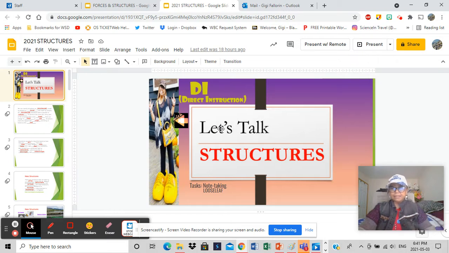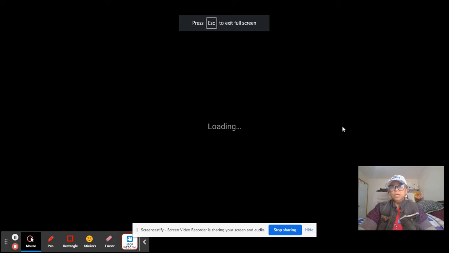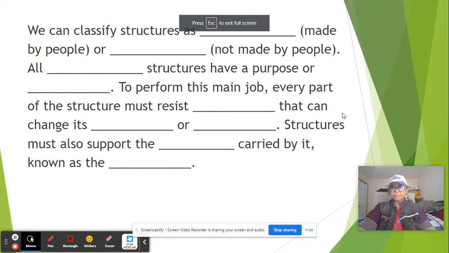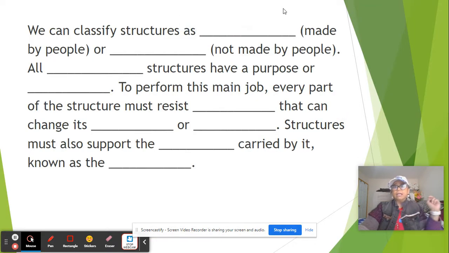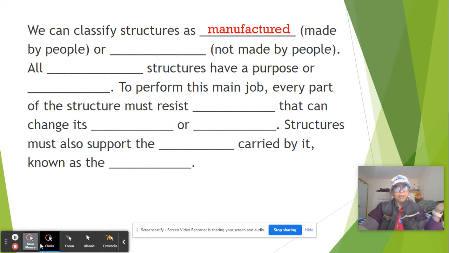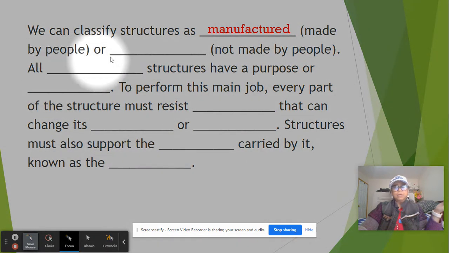the structures. Okay, let's talk structures. So, what do we have here? So, generally, we can classify structures as manufactured. That means it's made by people, right? Or they can be natural, meaning not made by people.